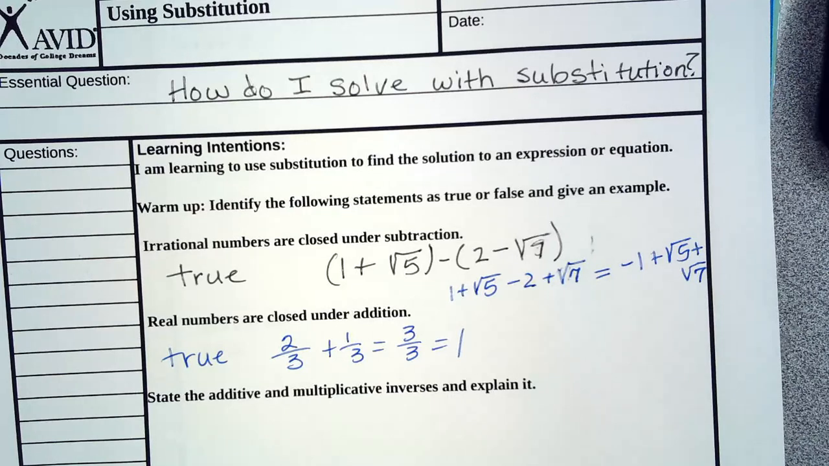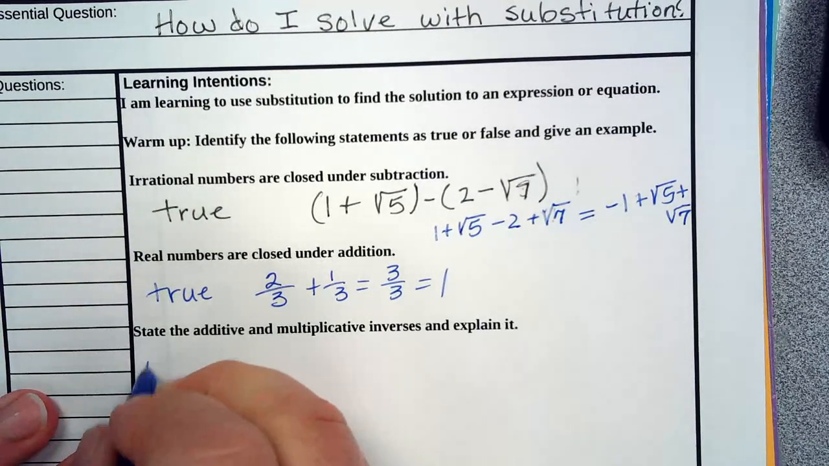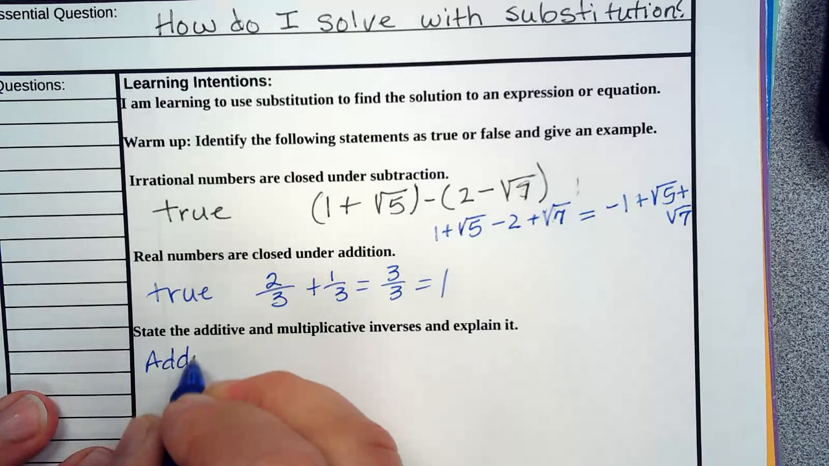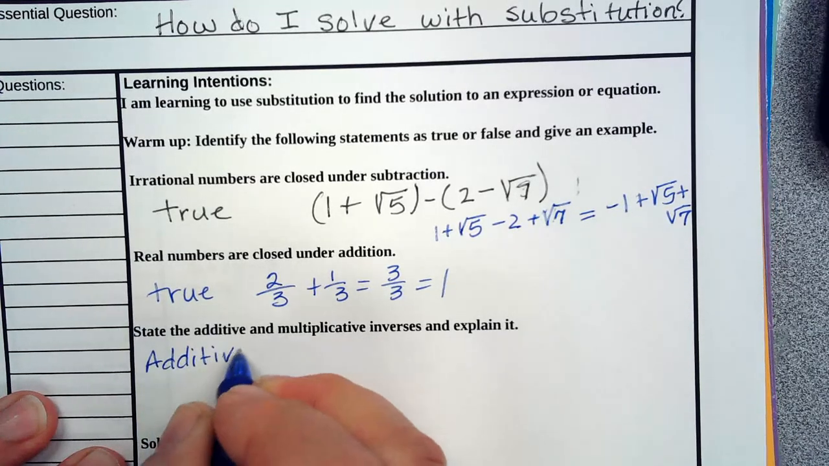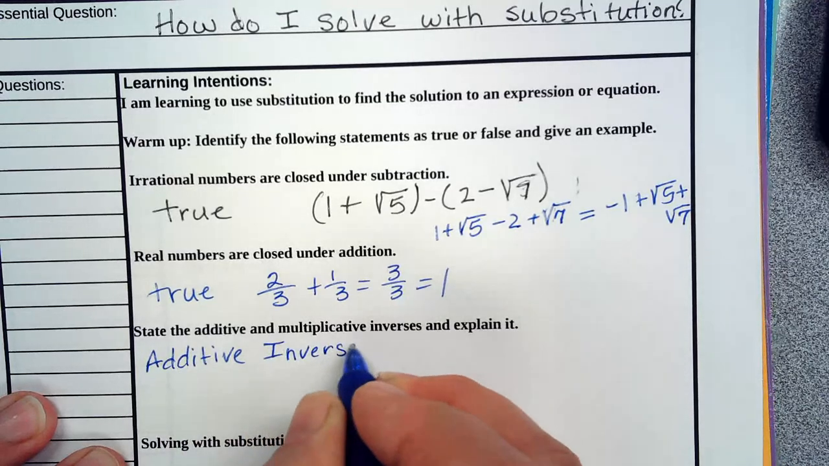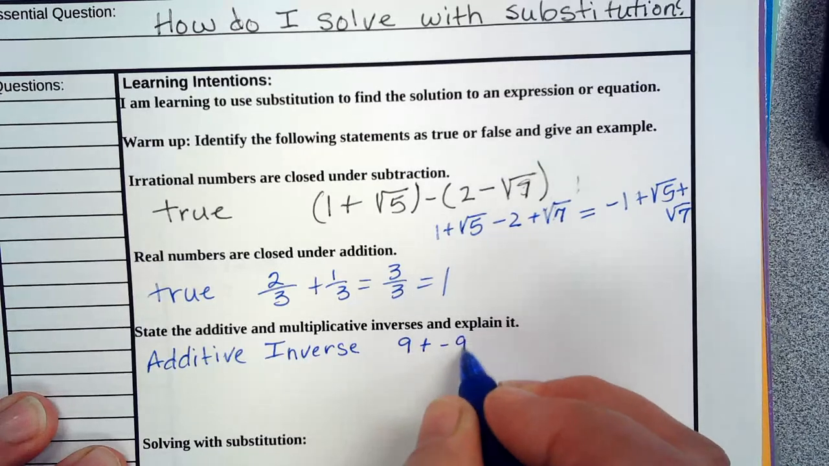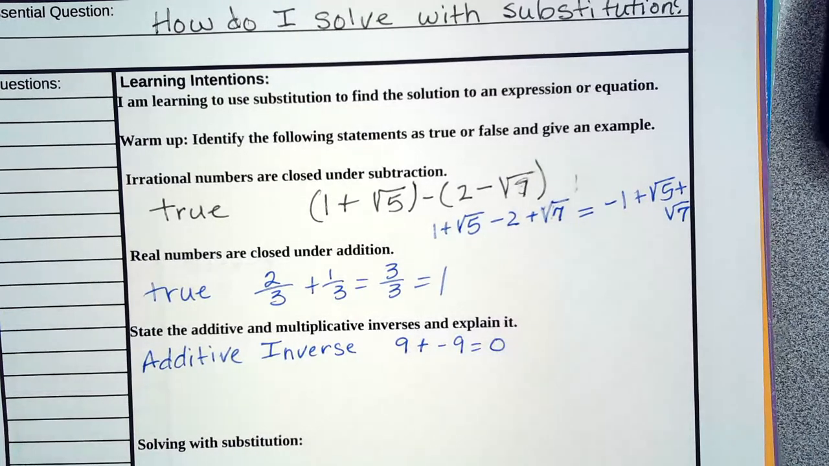Additive inverse. What additive inverse is also the opposite. So if I have 9 plus negative 9, I get 0. That is an example.